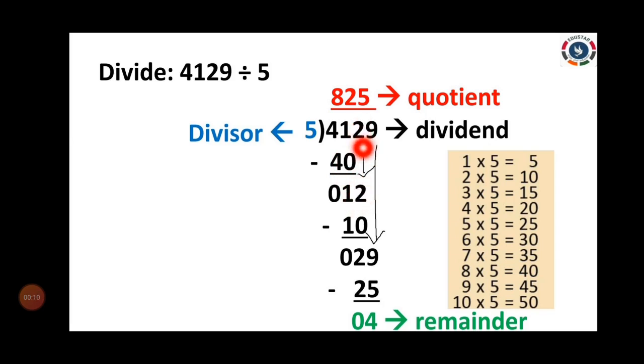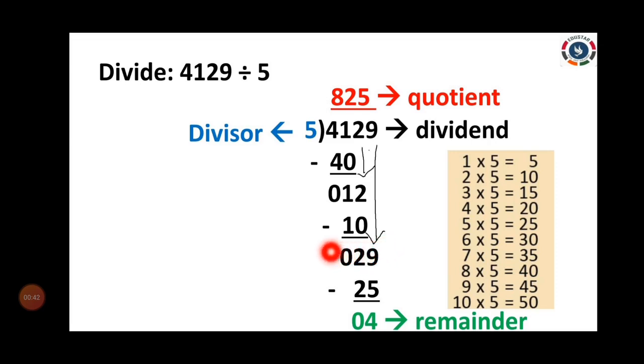Then bring 2 down. Next we have two numbers there. 12. How many times is 5 there? So only 2 times. 2 5s are 10. 3 times means it is more than 12. Okay. So you want to select the number less than 12. Less than 12, what do we have? Only 2 times. So write 2 at the top. Then write 10 below the number. Then 12 minus 10, how much? 2. So write 2. Then remaining we have only one number, 9, that you have to bring down.